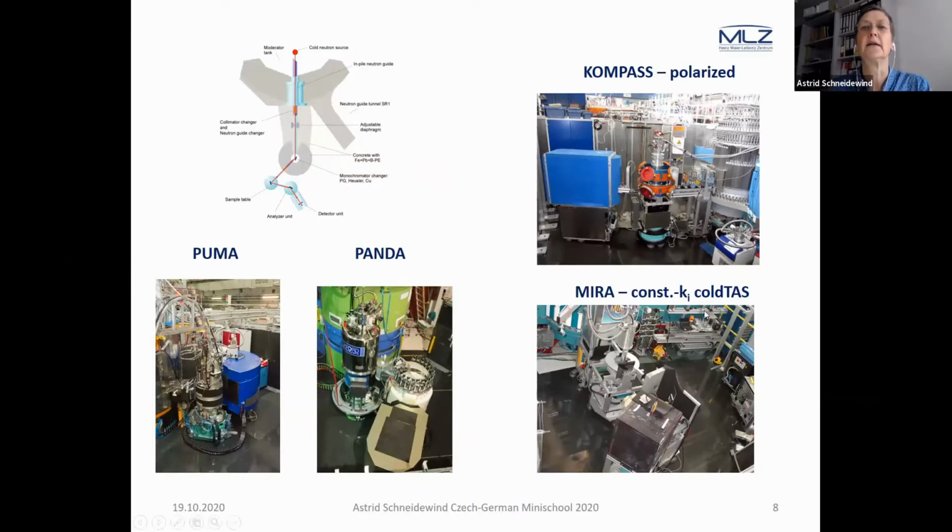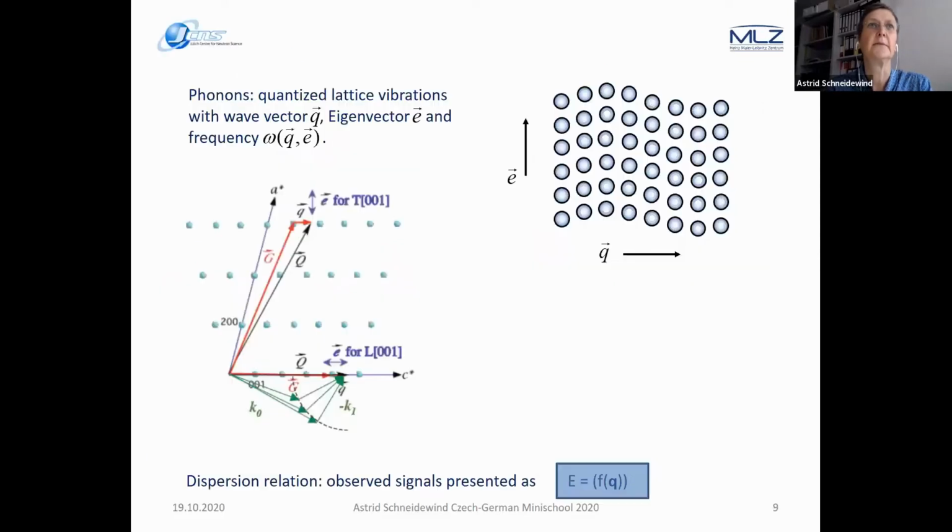This is, at least at a time, restricted to constant Ki measurements, which on the other hand allows to measure quite stiff excitations. That means quite large changes in energy with small changes in Q, and mainly at low Q, like ferromagnetic spin waves. So in some cases it is complementary to the other instruments, and therefore an excellent partner in the suite.